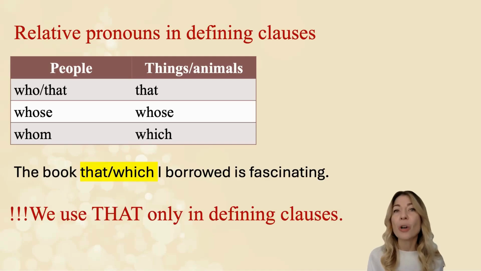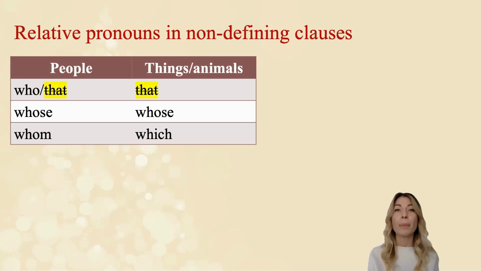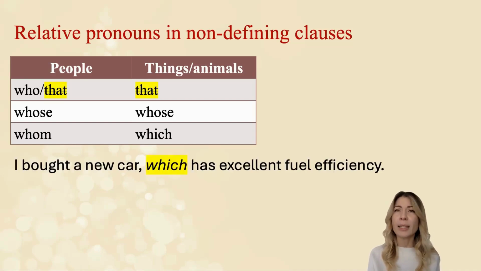I'm going to show you non-defining clauses. And if you remember, these are with commas. These are sentences that give you extra information, clauses that give you extra information. In this case, we cannot use that with people or things. We cannot substitute these pronouns who or which with that. And this is something people usually find confusing.